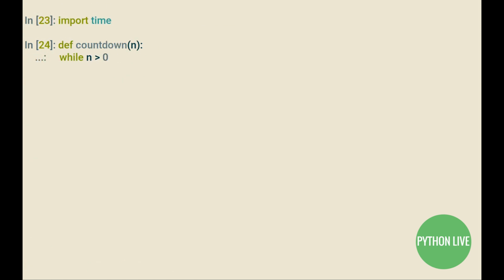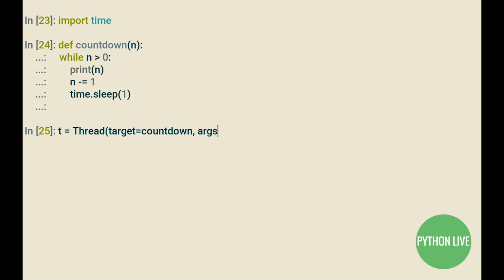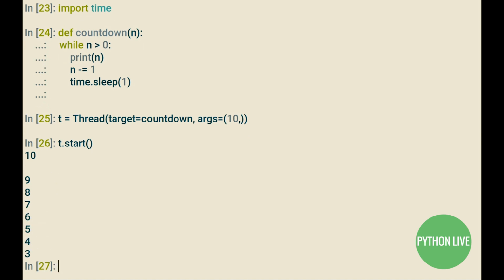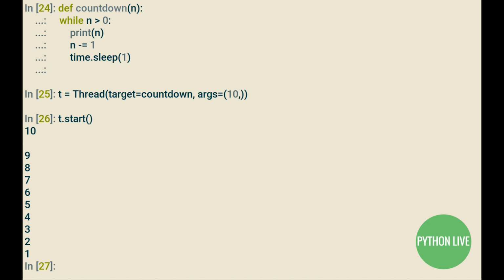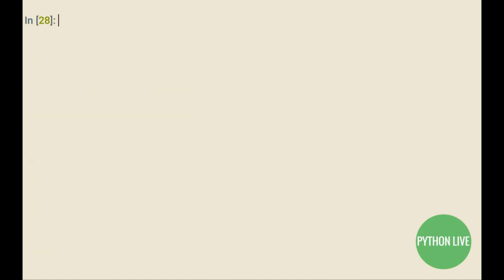For the next example, we'll write a very basic countdown. We take n, when n is greater than 0, we print n, we do n minus 1, and then we sleep for a second. The second way of creating a thread is simply to call the Thread class, as opposed to subclassing it. The function that we want to run is given to target, and then the arguments we pass in positional order to args. However, it has to be as a tuple for some strange reason. So if we want to do countdown with n equal to 10, we do target equals countdown, args equals 10 as a tuple.